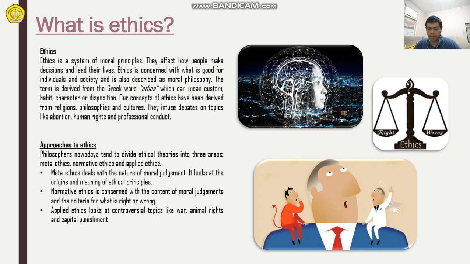Approach to ethics. Philosophers nowadays tend to divide ethical theories into three areas: meta-ethics, normative ethics, and applied ethics. Meta-ethics deals with the nature of moral judgment. It looks at the origins and meaning of ethical principles. Second, normative ethics is concerned with the content of moral judgment and the criteria for what is right or wrong. And the last, applied ethics looks at controversial topics like war, animal rights, and capital punishment.